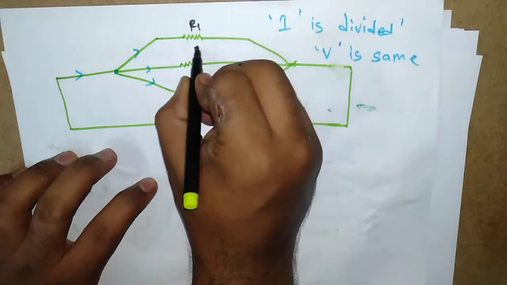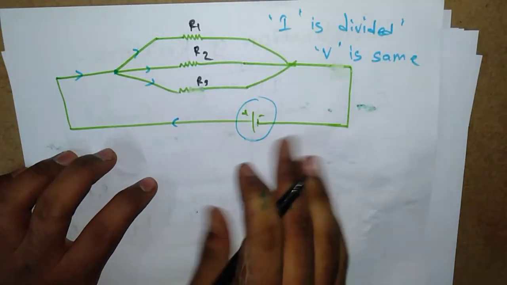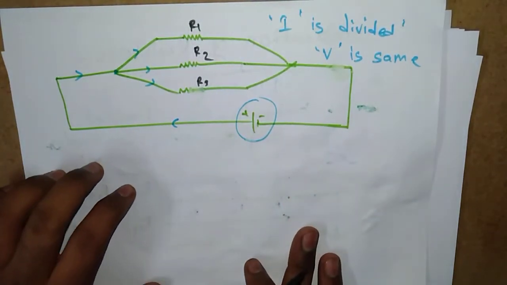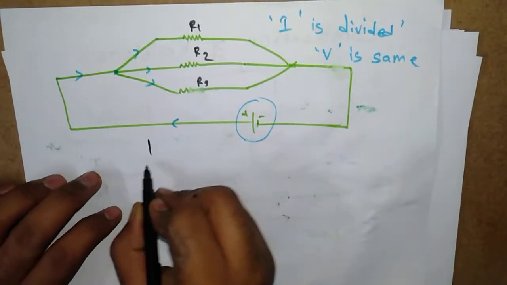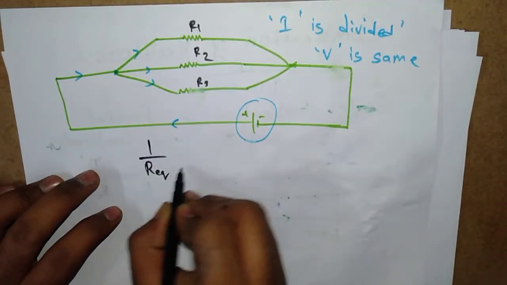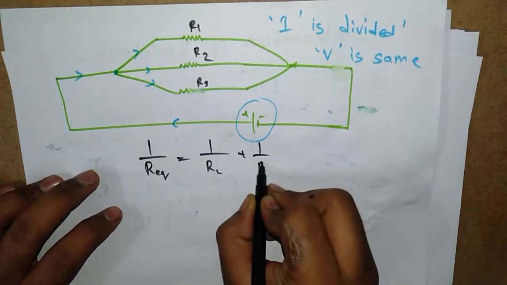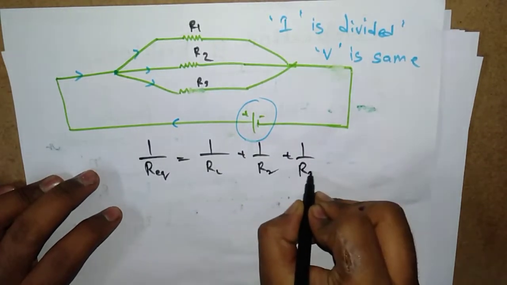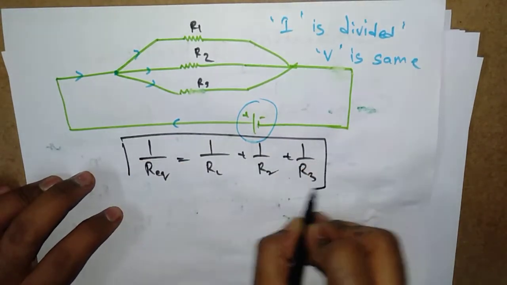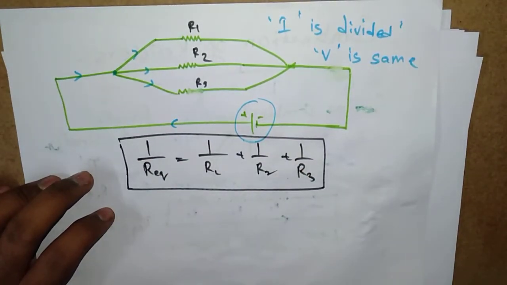suppose this is R1, R2 and R3. So in case of equivalent resistance, the formula is 1 by R equivalent is equal to 1 by R1 plus 1 by R2 plus 1 by R3. This is the expression for parallel combination.